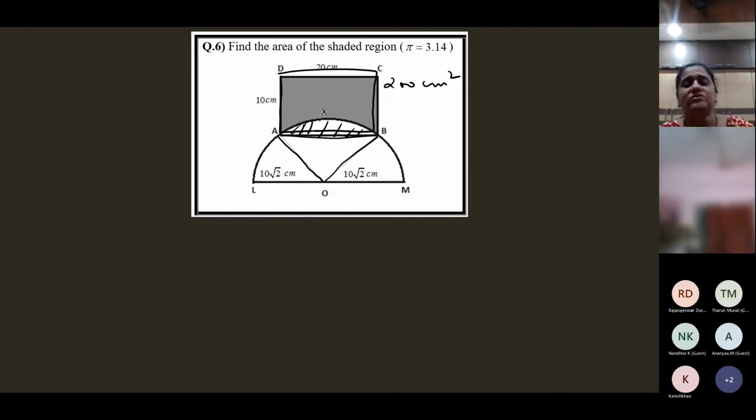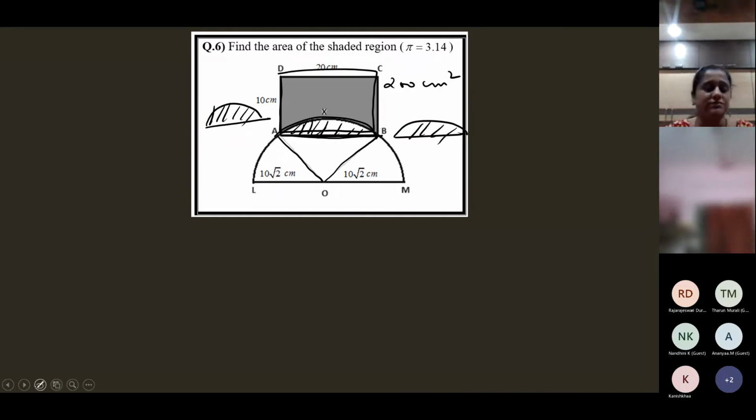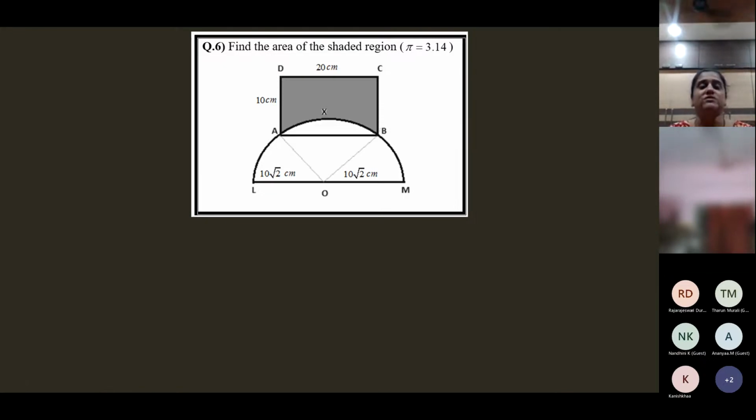See, how do we know this is a segment? Because it's between a chord and an arc. You can see a chord and an arc. That segment will be a part of some sector. So from the area of the sector, if you take away the area of the triangle, you will get the area of the segment.